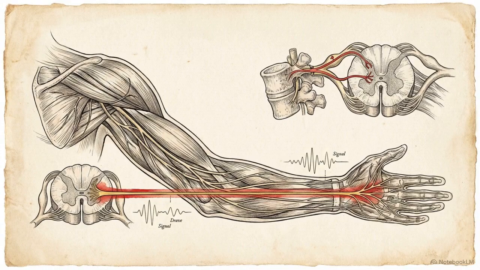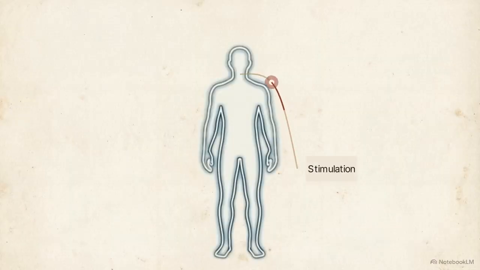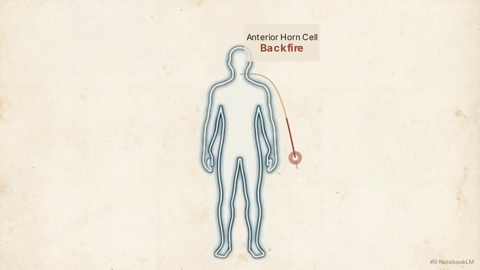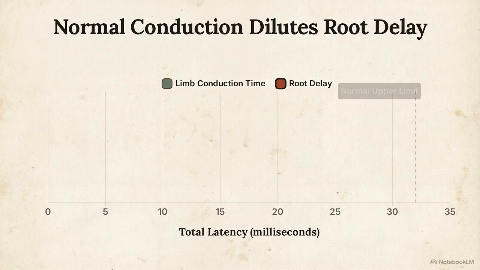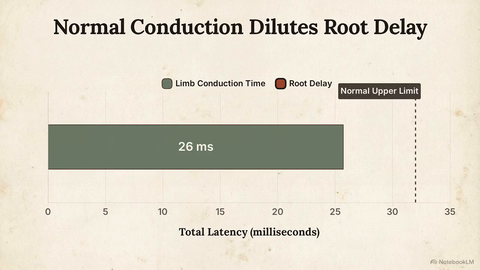To bypass the peripheral nerves and test the root directly, examiners often use late responses, specifically F waves, which send a pure motor arc up to the spinal cord and back. However, F waves lack diagnostic sensitivity. The microscopic delay caused by the narrow, compressed segment of the root is diluted by the much longer segment of normal conduction time as the signal travels all the way down the limb.